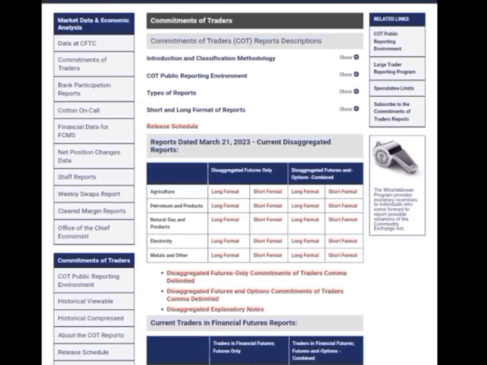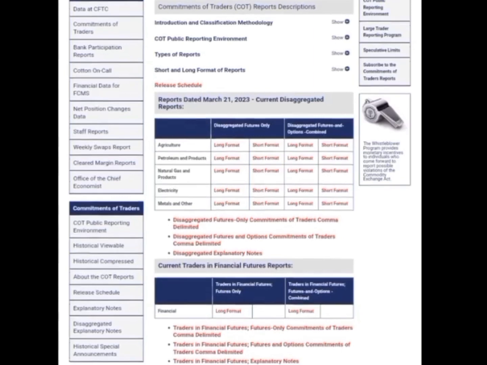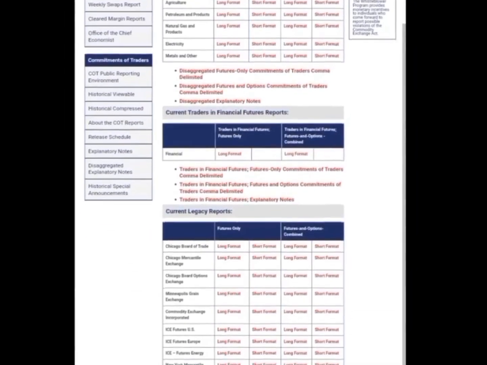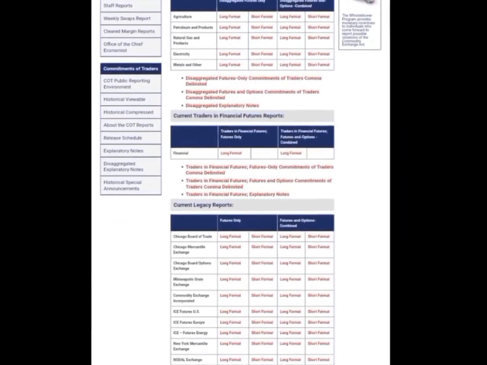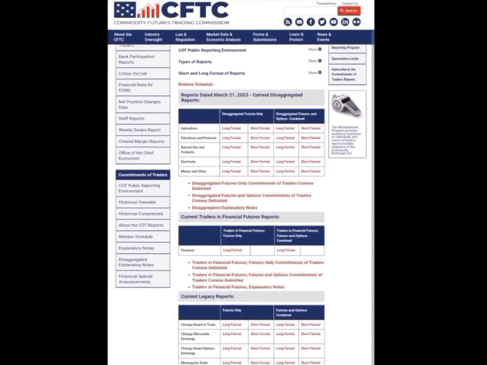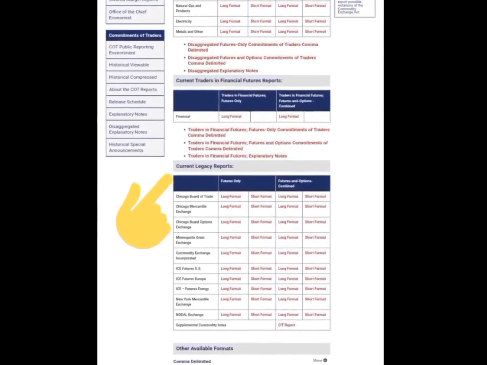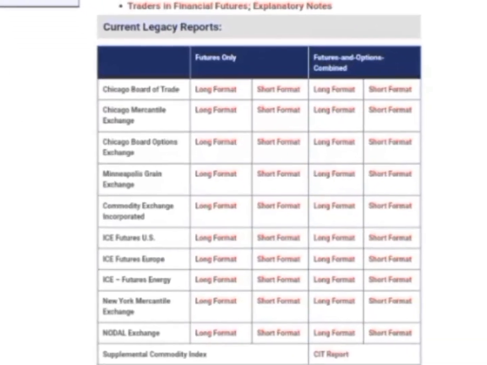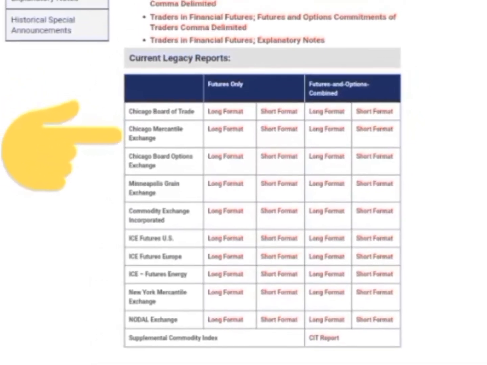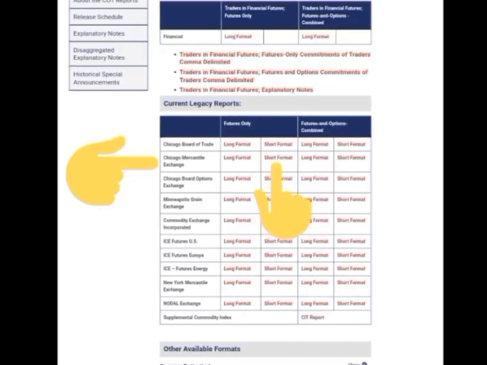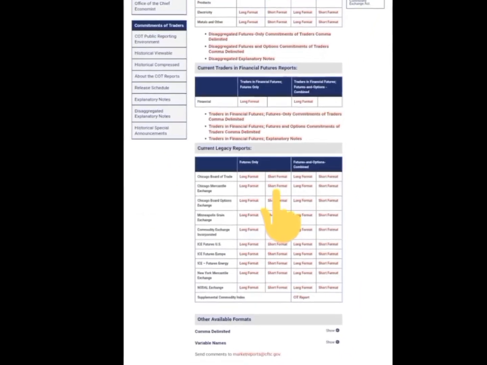Now when this opens, what you have to do is go down and look for Current Legacy Reports. You can see it here, right? Current Legacy Report, and you look for Chicago Mercantile Exchange. You can see it here too. Now click on the short format. I'm clicking on it now, the short format, and this is what's going to open.